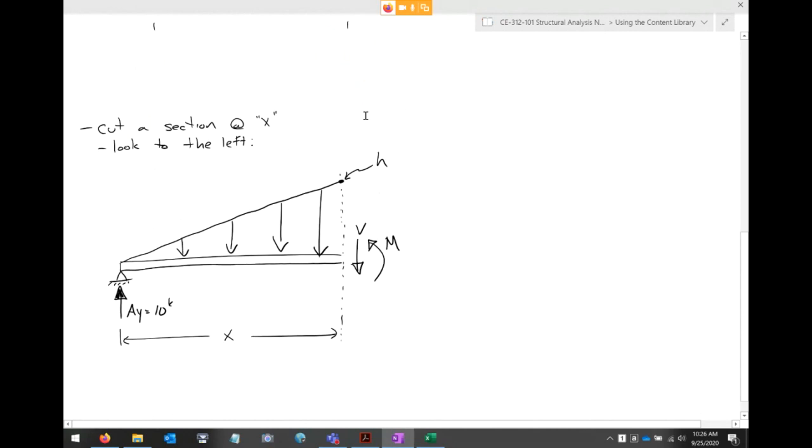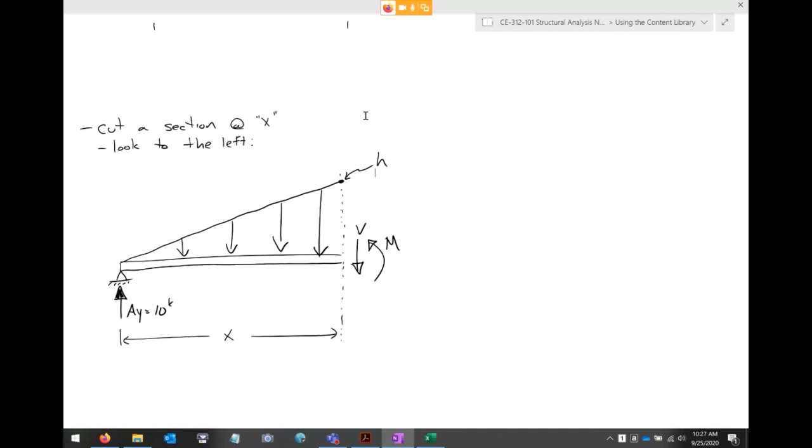Wouldn't the height be a force value and not a force over a distance? Because a force over a distance is a slope. You're exactly right. The height will be like kips per foot. You're exactly right. Well, I'm saying I thought the height would be kips only.